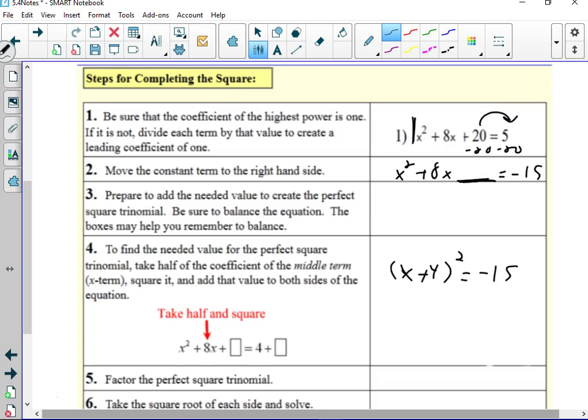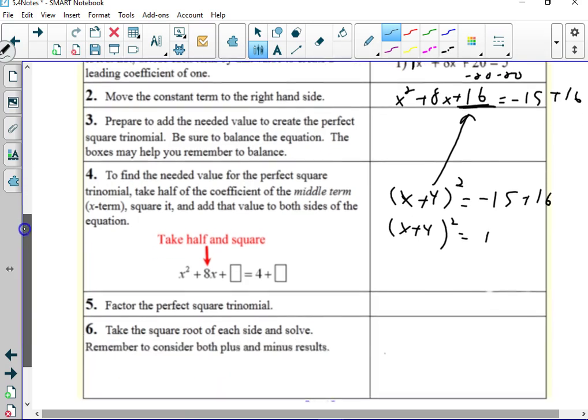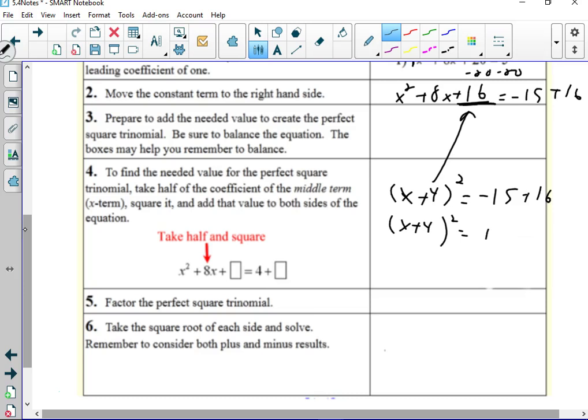Now, when we do this, though, what is 4 squared? 16. Since we add 16 to this side, we also need to add 16 to that side. Which gives us x plus 4 squared equals 1. Now, like we've just done, we're going to take the square root of both sides. So x plus 4 equals plus or minus 1.